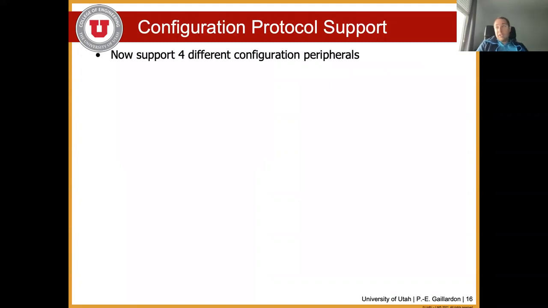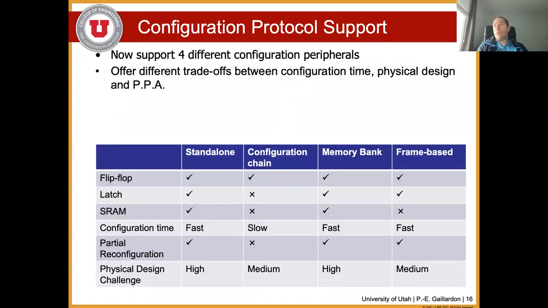Configuration protocol. This is one of the big advantages of OpenFPGA. As I said, we are really interested in making good quality FPGA fabrics you can tape out. And configuration protocol has traditionally been overlooked in many other works, right? And we do support 4 different types of configuration peripherals, all coming with different trade-offs between configuration time, physical design, PPA, and whatnot.